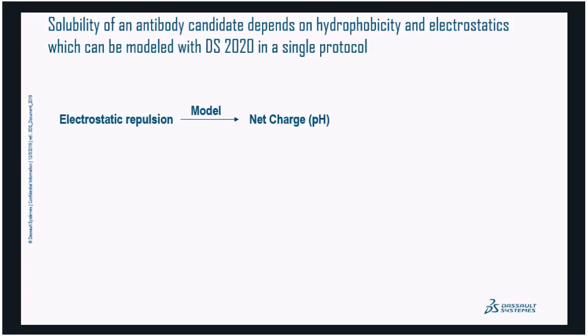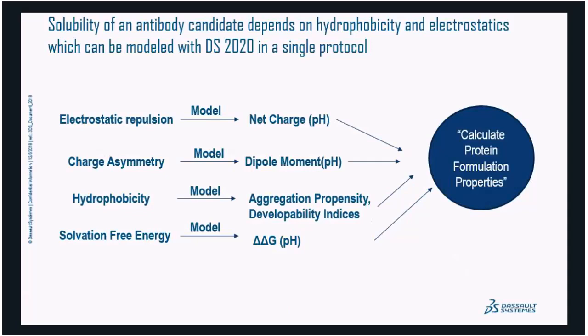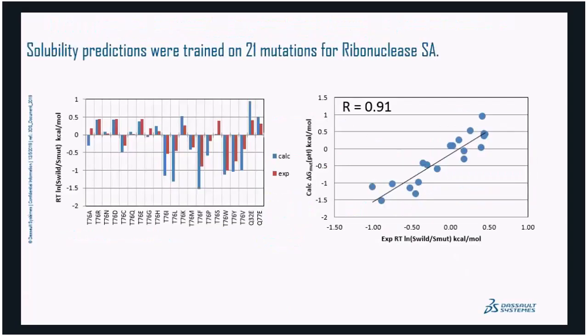So we can look at the electrostatic repulsion, which we can model by the net charge as a function of pH. Look at the charge asymmetry, which we can model as a dipole moment as a function of pH. The hydrophobicity is modeled as the aggregation propensity, the developability indexes, and the solvation-free energy differences, which we can model as a function of pH. So your net charge, your dipole moment, aggregation propensity, developability index, and your relative solvation-free energy differences can really all be modeled within this single Calculate Protein Formulations protocol available in Discovery Studio 2020.